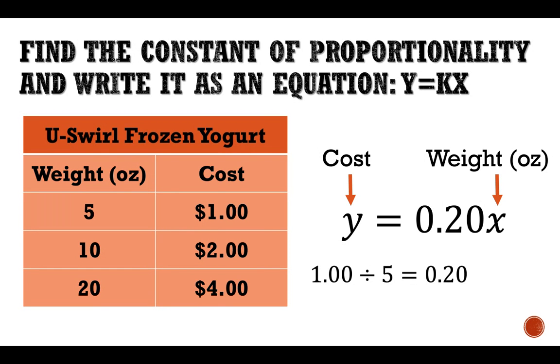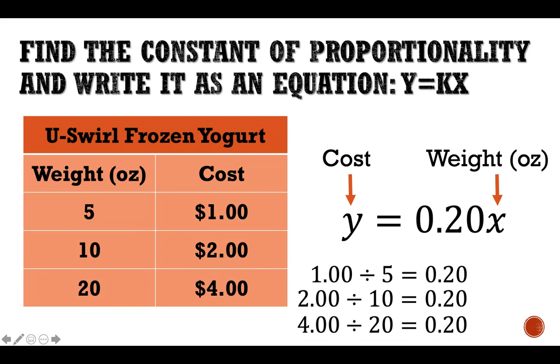And I can check this. I already started this off. $1 divided by 5 gives me 20 cents. $2 divided by 10 gives me 20 cents. This is my ratio. I could have done 2 over 10, but again, I could have reduced 2/10 to 1/5. I could have reduced 4/20 to 1/5. Okay, if I wanted to keep it as a fraction.